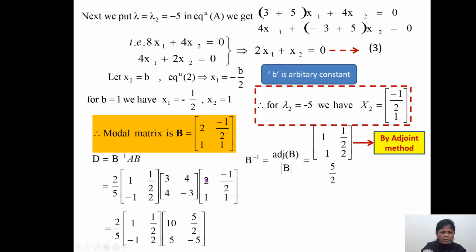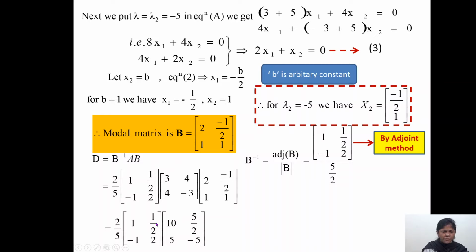Okay, so 3 into 2 is 6 plus 4 into 1 is 10, you can verify. Next, first row, second column: 3 into minus 1 by 2 plus 4 into 1, that comes out to be, after simplification, 5 by 2. Then 4 into 2 is 8 plus minus 3 into 1, so minus 3, 8 minus 3 is 5. Like this we get this resultant.